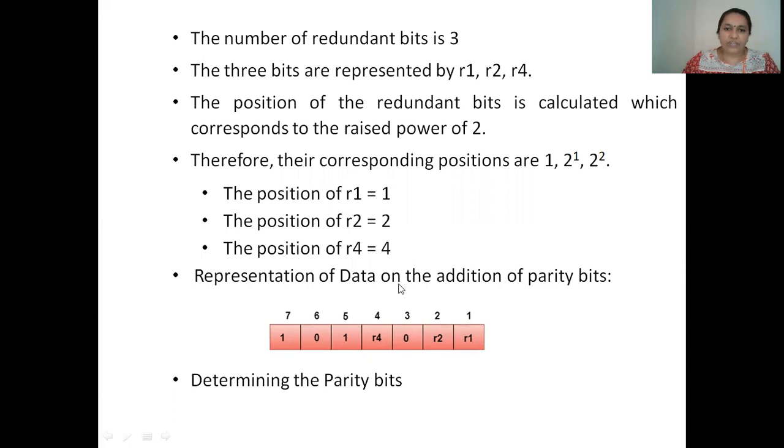Now, the representation of data on the addition of parity bits will look like this. Out of the total 7 bits which are to be transmitted, we will place the redundant bits or parity bits in positions 1, 2, 4. So we place R1 in position 1, R2 in position 2, R4 in position 4. And we use the other 4 bits to place the data, which is 1010. So now let us see how to determine the values of these 3 parity bits, R1, R2, R4.